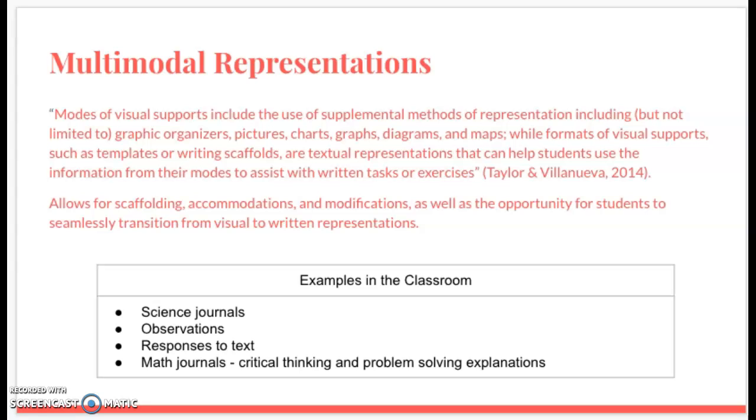Some examples in the classroom are during science journals and observations, drawing and labeling what has been observed. In responses to texts, drawing your favorite part of the story, drawing the problem, drawing the solution, working on adding labels and building up to incorporating sentences. And in math journals, using diagrams, shapes, drawings to accompany the math work that was done. And again, this ties together the oral practice that they're doing and leads to written expression.